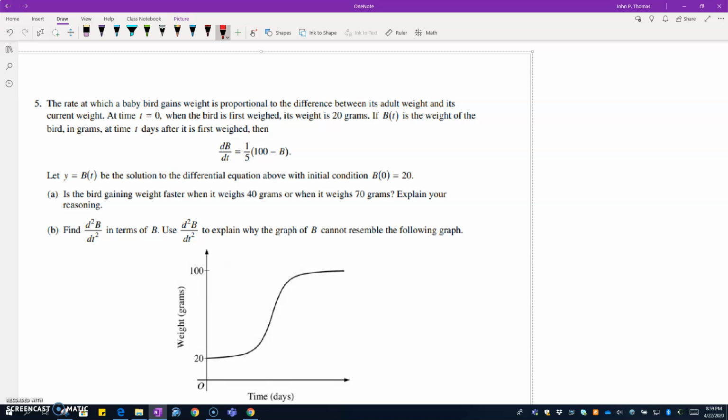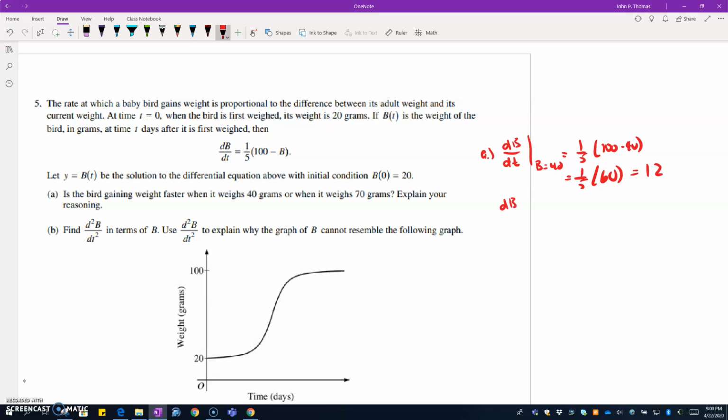Explain your reasoning. All right, so for part A, we're going to start out and find dB/dt when B is 40. So that's going to be 1/5 times (100 minus 40), which is 1/5 of 60, which is going to be 12.